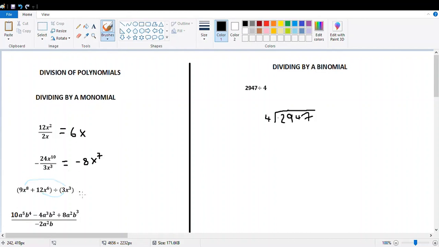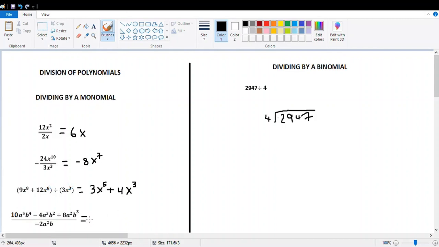Then let's do it. The first term is 9x to the 8th power. 9 divided by 3 is 3, and x to the 8th power divided by x cubed is going to be x to the 5th power. Now the second term, 12 divided by 3 is 4, positive, then we have to write plus 4, and x to the 6th power divided by x cubed is going to be x cubed. Remember, we have to keep the same base, that in this case is x, and subtract the exponents.